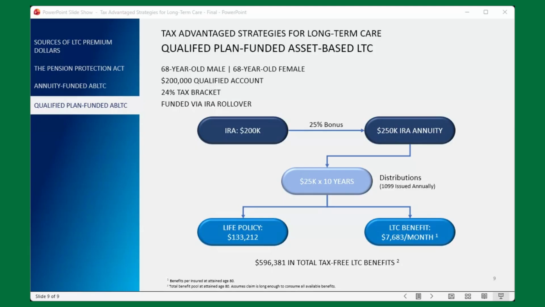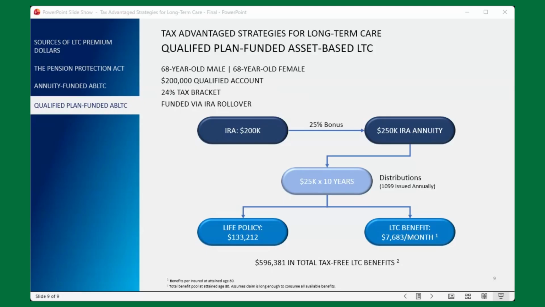It's a simple conversation, and you just listen to them. "Well, hey, what is your plan? What would you want to happen? What assets are you gonna use to fund it? Okay, what if we reposition that asset into this qualified plan funding asset-based long-term care from One America?" I mean, simple. It's not that complicated.